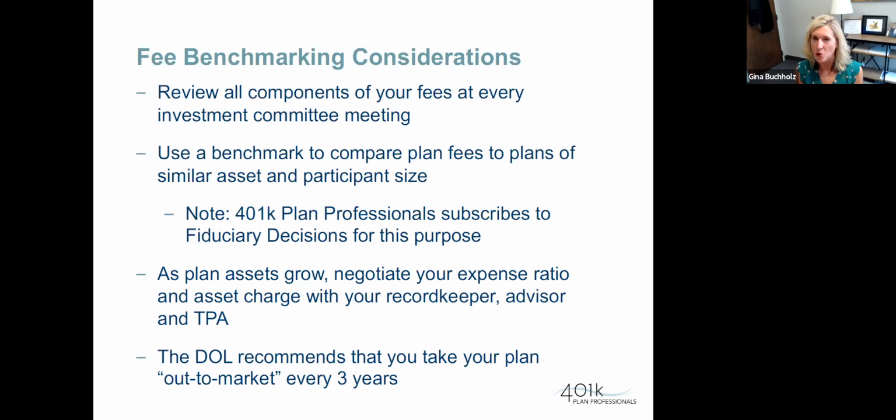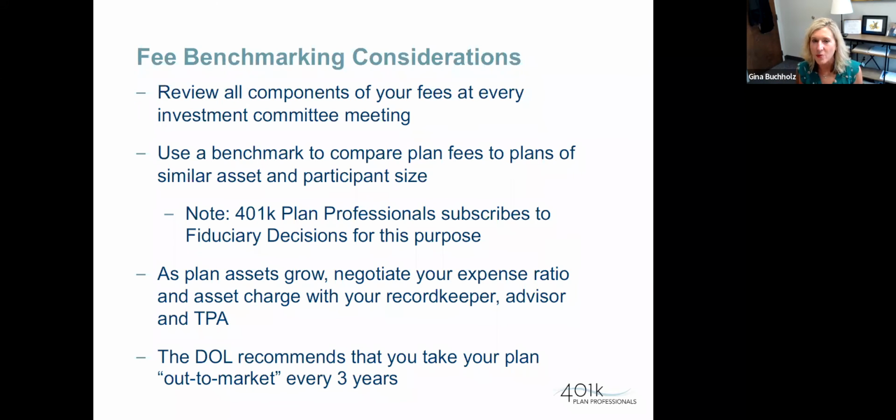And again, we negotiate with your record keeper as your plan assets grow to make sure that what they're getting as revenue doesn't get too out of line or outside the range of what we deem as reasonable. The other thing that we'll do from time to time with our clients is we'll take your plan, what we call, out to market.